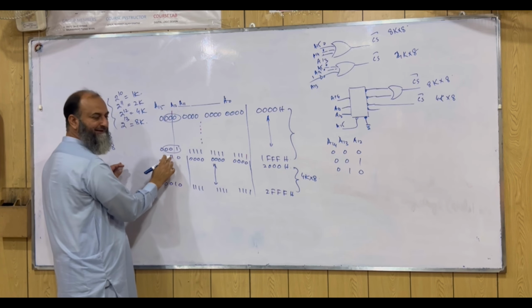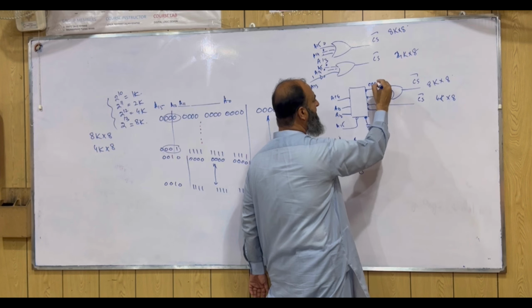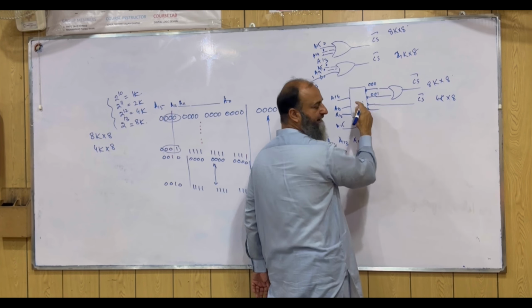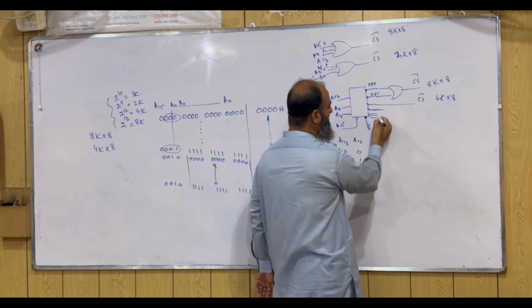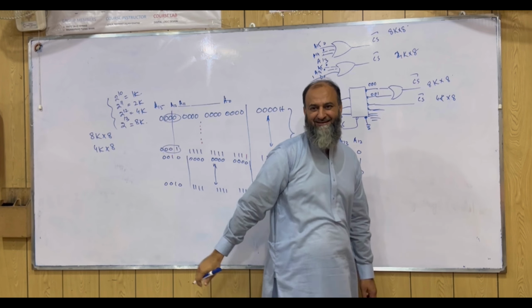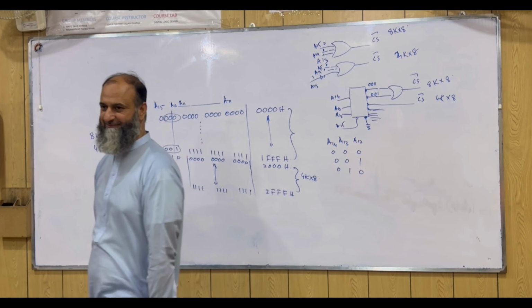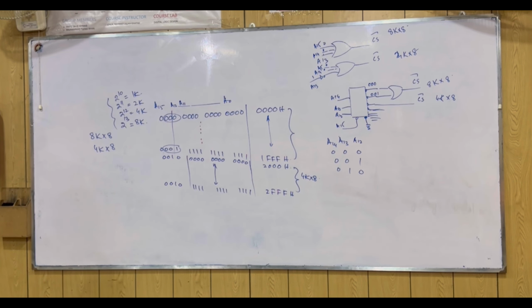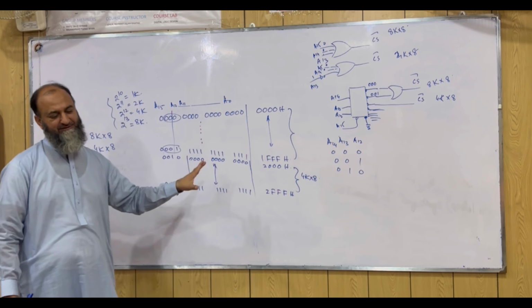So 0 0 0 and 0 0 1, again the same as over here. So 0 0 0 and 0 0 1 lines are going to be combined together. Similarly there will be other lines too, isn't it? There is a total of 8 output lines. The next line is going to be used for the chip selection of the next memory. So we can interface this memory.